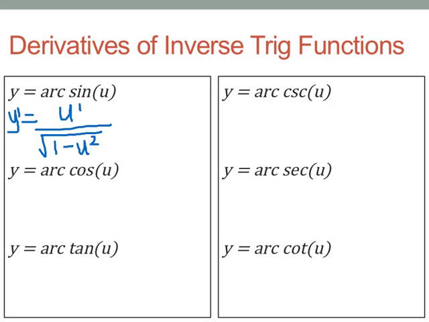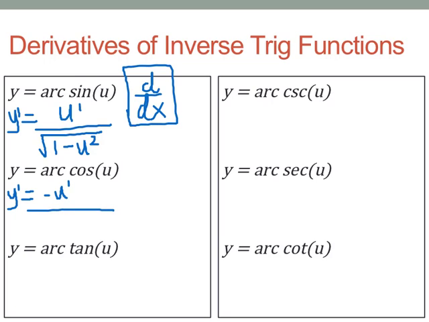Alright, the derivative with respect to x of arc cosine, so I guess I should be using this notation. Make sure you understand this is the derivative with respect to x. The derivative with respect to x of arc cosine is negative u prime all over the square root of 1 minus u squared. So the only difference there is that this one is negative for the arc cosine.